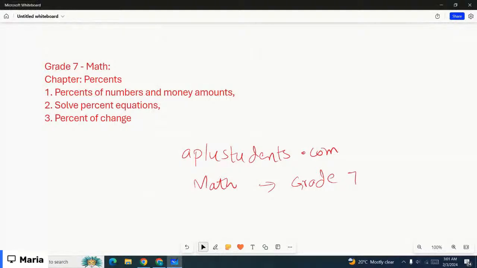The lessons we're going to cover today are percents of numbers and money amounts, solve percent equations, and percent of change. So please make sure you have your notebook and pencil so that you can note down the important examples and definitions as well. Let's just start with the lesson, right?